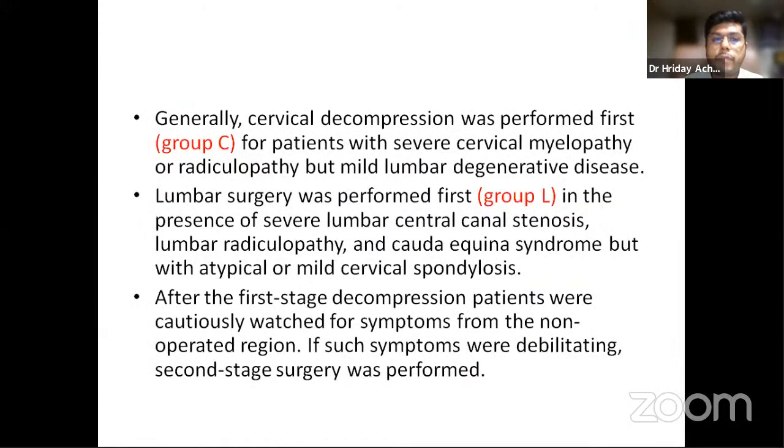They formed an algorithm for which they operated. So to summarize, all patients that were operated for cervical decompression, who had predominant cervical symptoms, were grouped into group C. Those patients with predominant lumbar symptoms were first operated for lumbar decompression and were waited on to see if they needed any cervical surgeries. They were grouped as group L. And there were other groups, just PL, where both the stages were operated together.